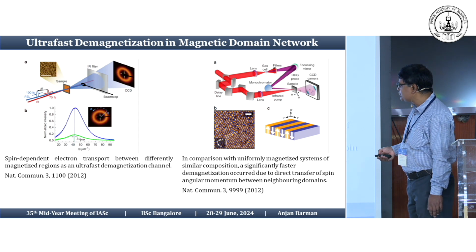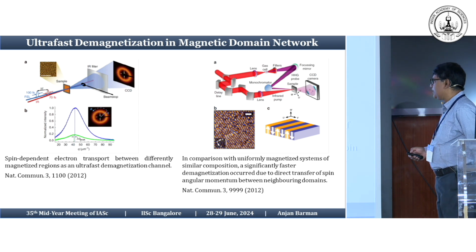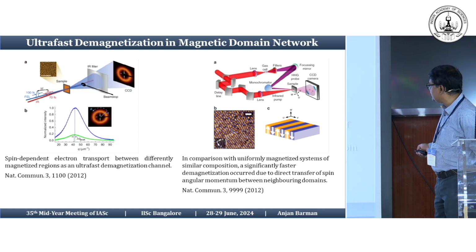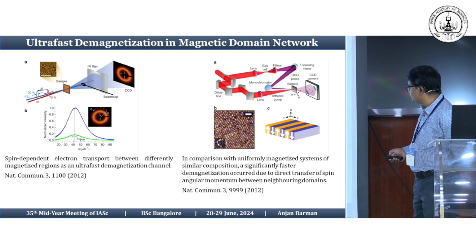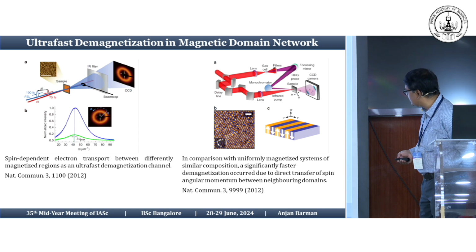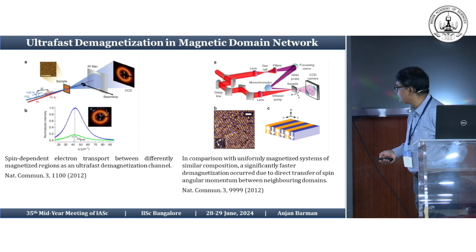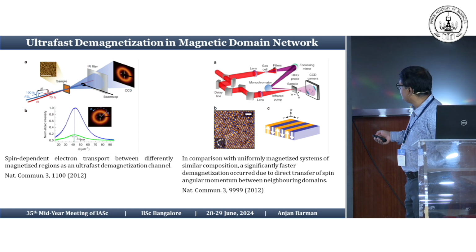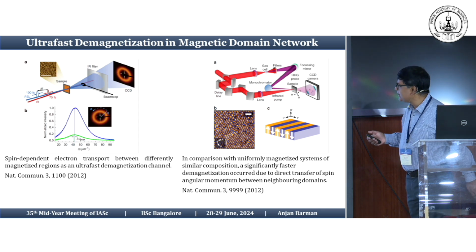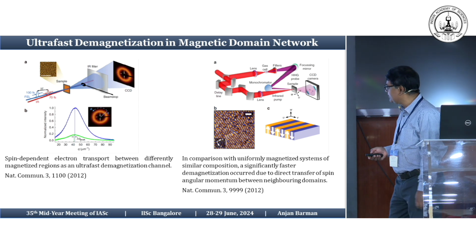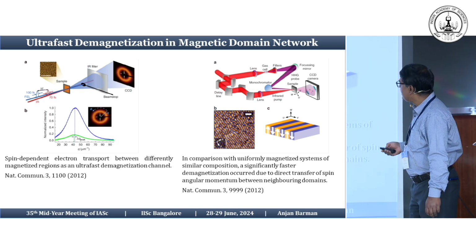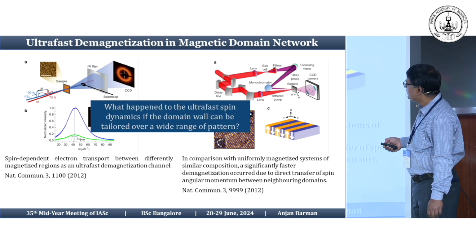And in these two papers, it was observed that in comparison to the uniformly magnetized system of similar composition, a much faster demagnetization, or accelerated demagnetization, occurs due to the direct transfer of spin angular momentum between the neighboring domains. So they act as two different spin channels, like we said. So our goal is to see what happens.